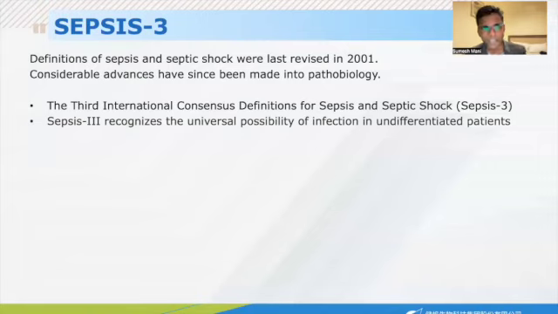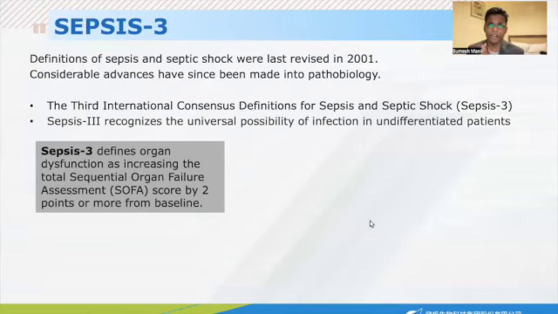The definition of sepsis or septic shock was last revised in 2001. It keeps on being revised, and now people are again suggesting so many other terminologies. Sepsis 3 is recognized as one of the new terminologies, just like we changed CRF to ARF to AKI in chronic kidney disease. The definition is that sepsis defines organ dysfunction as an increase in the Sequential Organ Failure Assessment score by 2 points or more from the baseline.